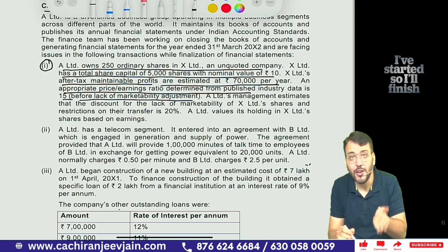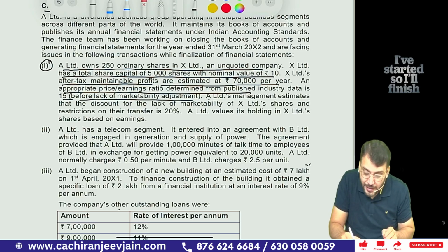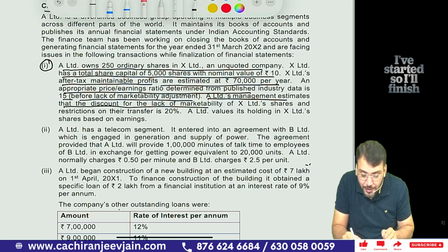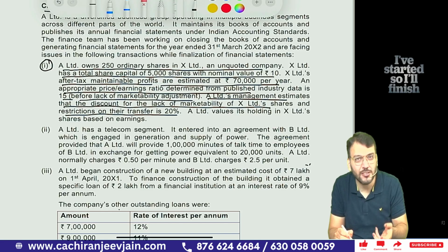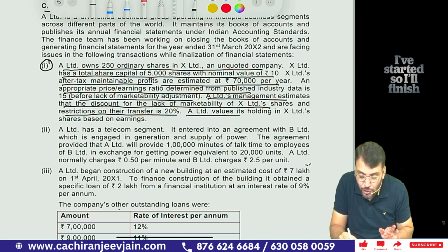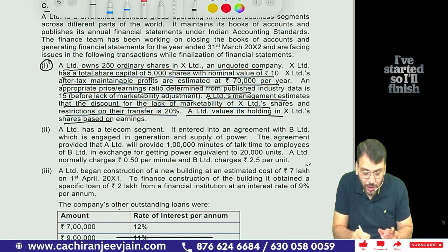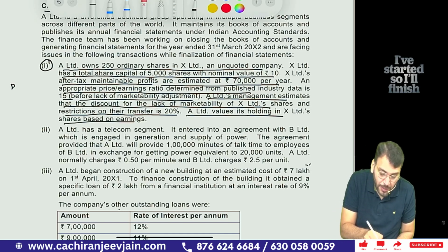We need to find out the fair value of investment held by A Limited in the equity shares of X Limited. A Limited management estimate that the discount for the lack of marketability of X Limited shares and the restriction on their transfer is 20%. Of course, whenever there is a restriction on transfer, the value of shares will be reduced. So for that, discount is given 20%. A Limited is valuing its holding in X Limited shares based on earning. So in this question, they have given price earning ratio. The price earning ratio P by E is equal to how much?